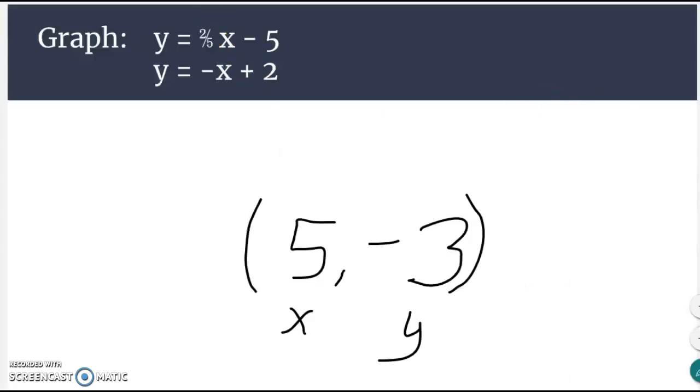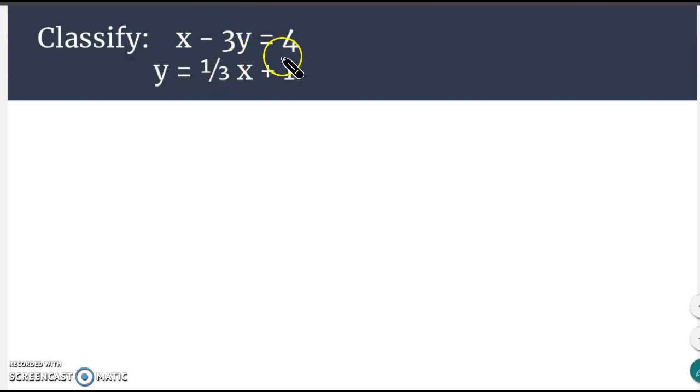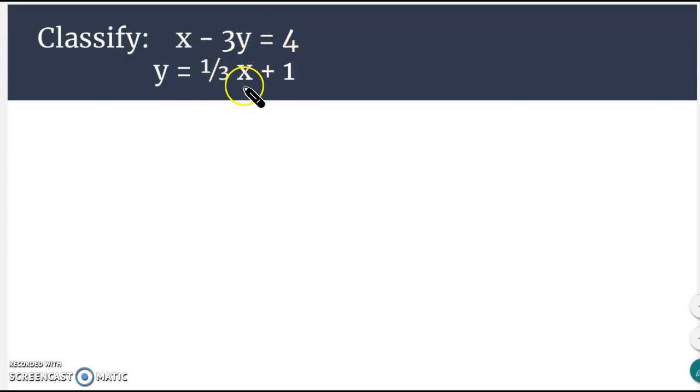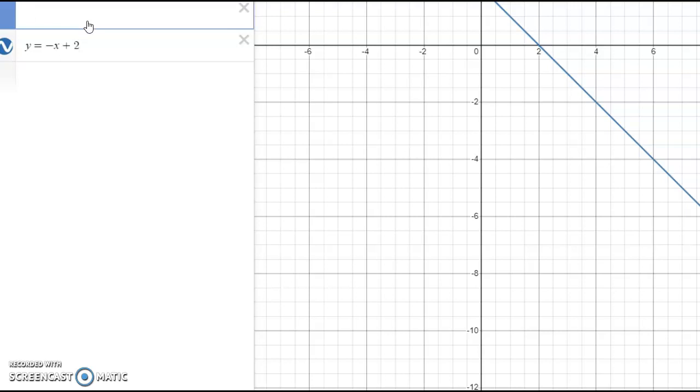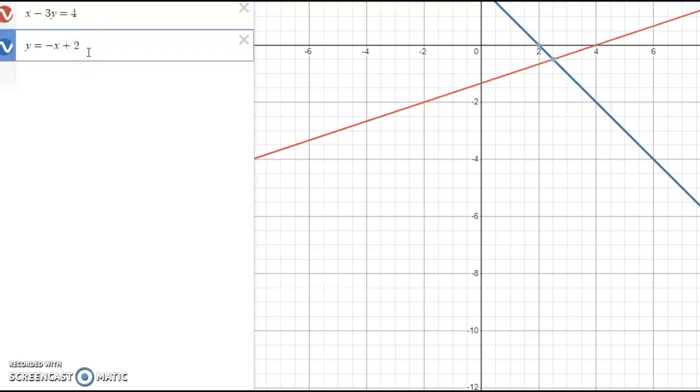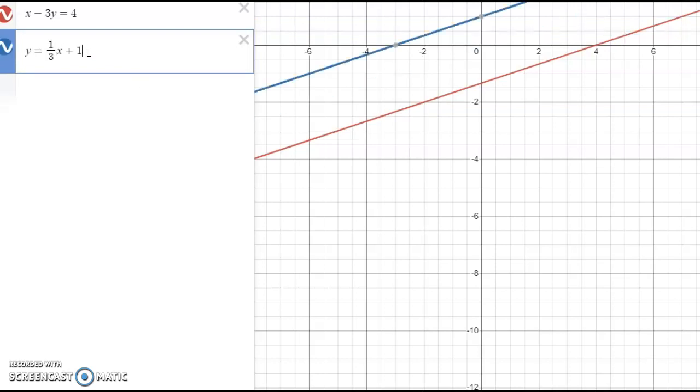Now we're being asked to classify this system. In order to classify it, we kind of have to see what it looks like. So x minus 3y equals 4, and y equals 1/3 x plus 1. We're going to graph that. Notice the nice thing about Desmos, it doesn't have to be in what they call slope-intercept form. You can just type it in, no matter how it looks, and it's going to graph it. So there's the line x minus 3y equals 4. And then here's y equals 1/3 x plus 1.